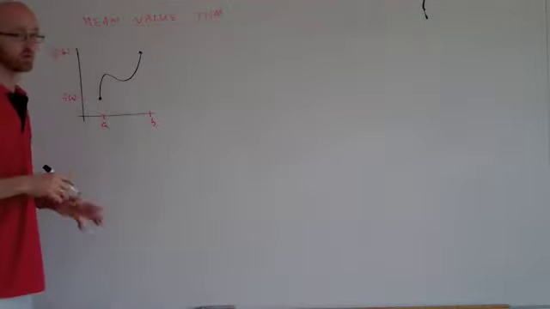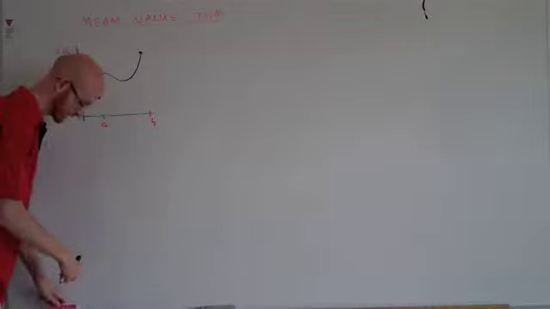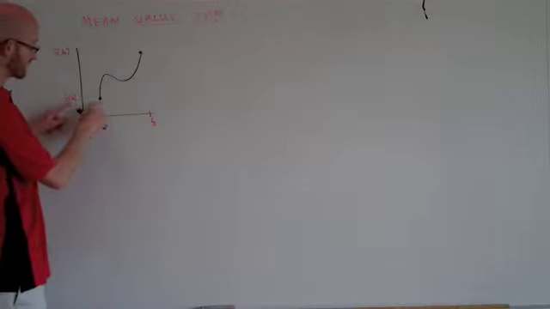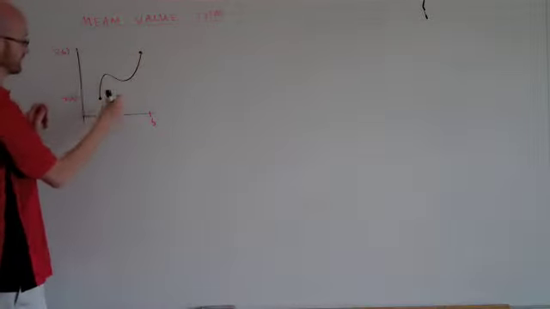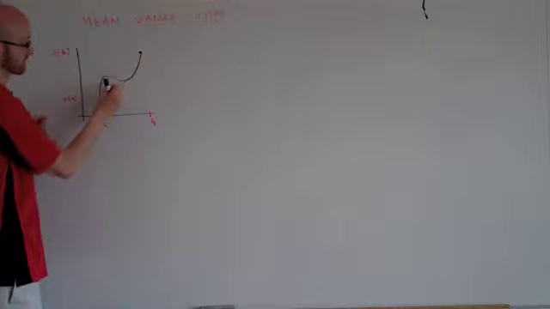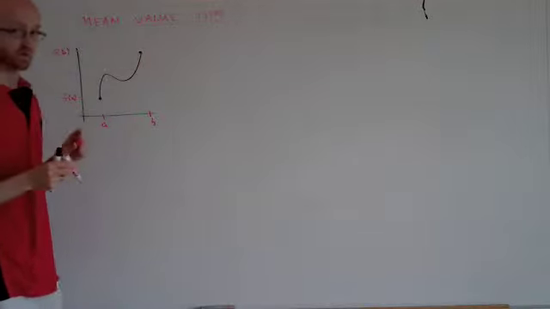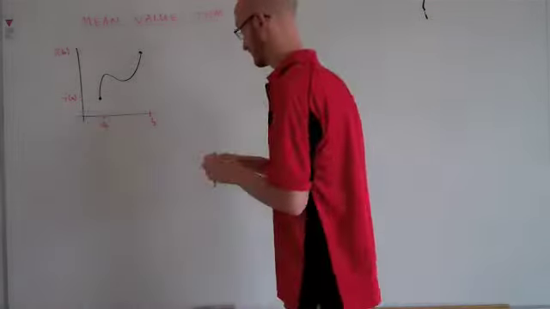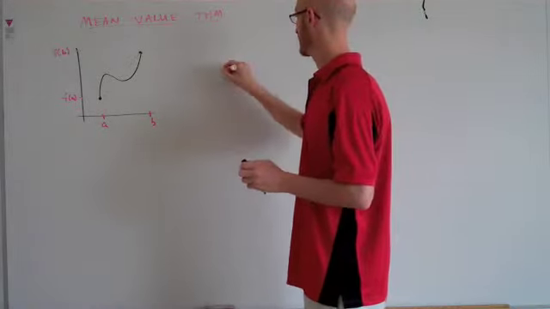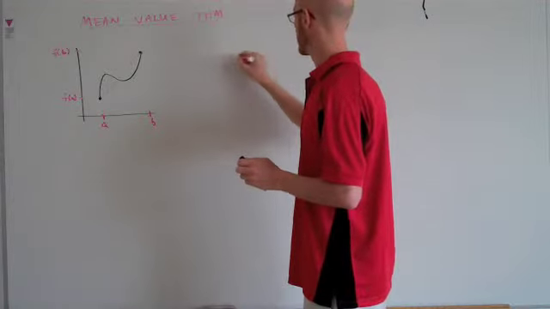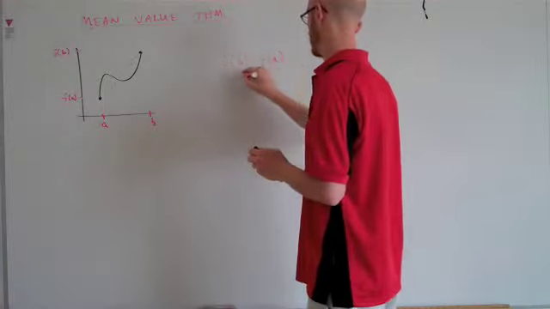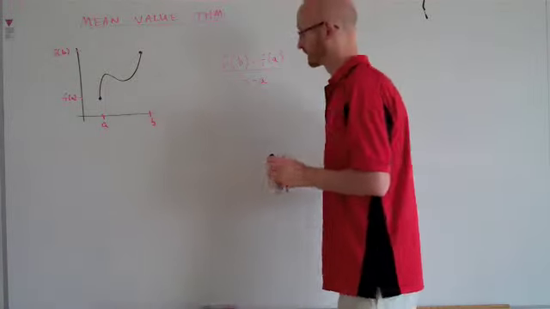So what the mean value theorem says is this. The first thing it does is, well, you can see I've labeled my A and F of A and B and F of B, right? Mean value theorem first says construct a secant line between those 2 points. So the first thing is to find the slope of that secant line, and that will be F of B minus F of A over B minus A.